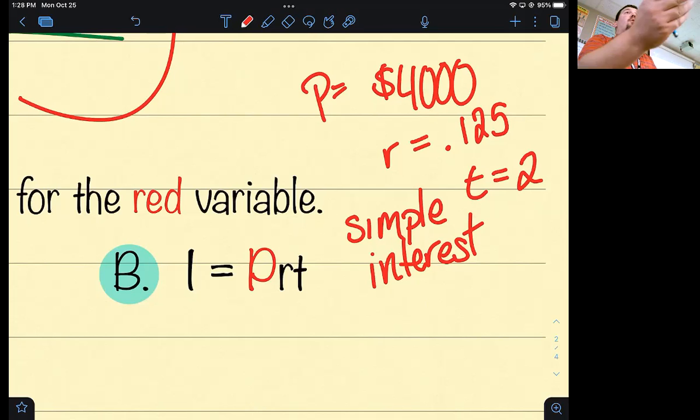So the more that's in there, the more money you get, because that percent of the higher number is going to be a larger amount. That's right. Yes.